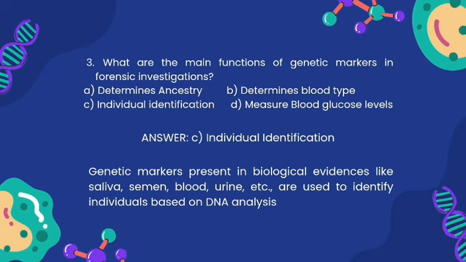Based on the presence of genetic markers in biological samples like saliva, semen, blood, urine, etc., we will identify individuals by DNA analysis, because genetic markers differ from person to person and are not the same.